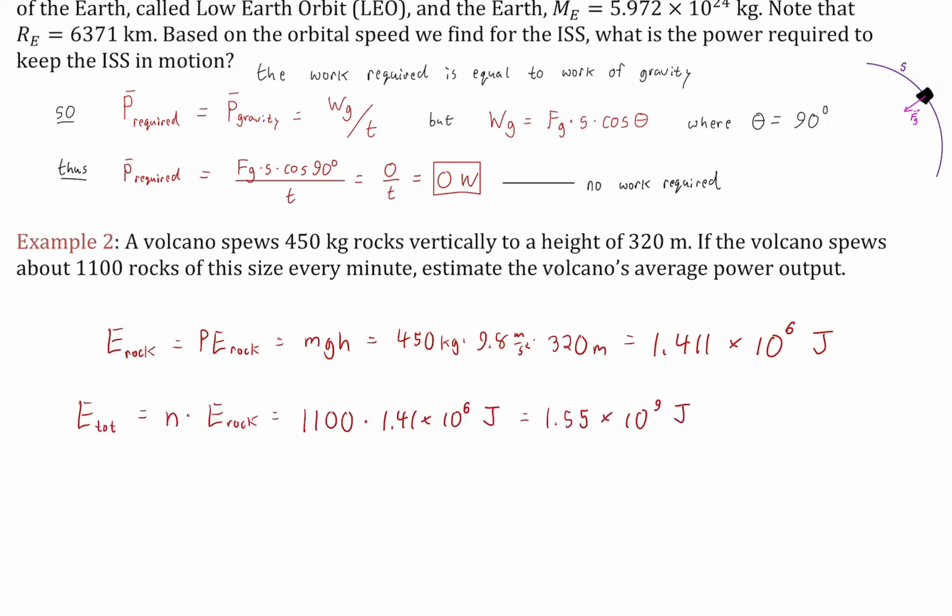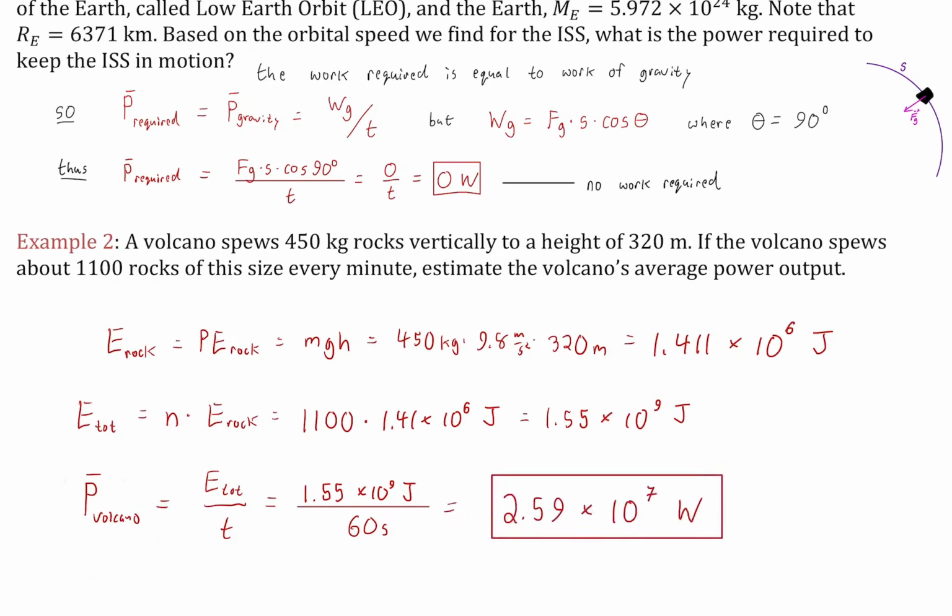Okay, but there's more than one of those rocks, so the total output is just N times the energy of each rock, all right? And that gives us 1.55 billion joules, right, because it's 10 to the 9. And then we're just going to take that approximately 1.5 billion joules and divide it by 60 seconds, the number of seconds in the minute, to get our average power output of the volcano. And we get 2.59 times 10 to the 7 watts, or 25.9 megawatts, which is to say 25.9 million watts. Okay? And yeah, it's pretty realistic for a violent eruption.